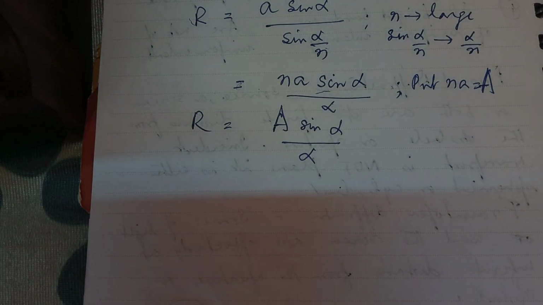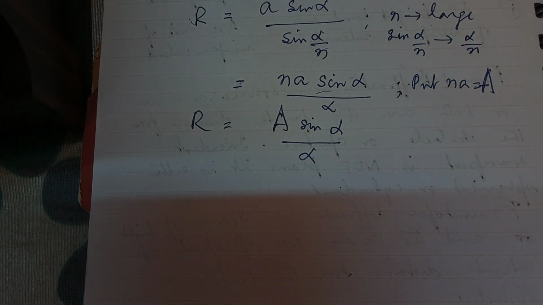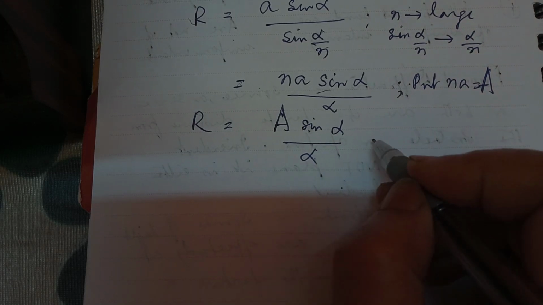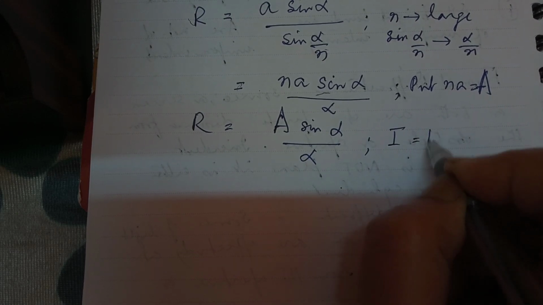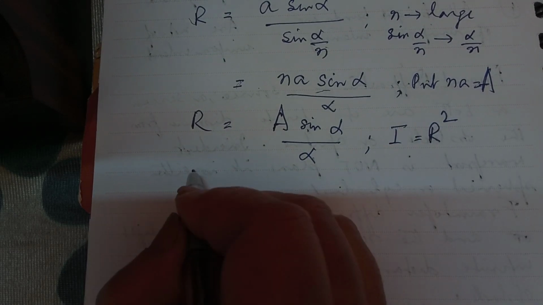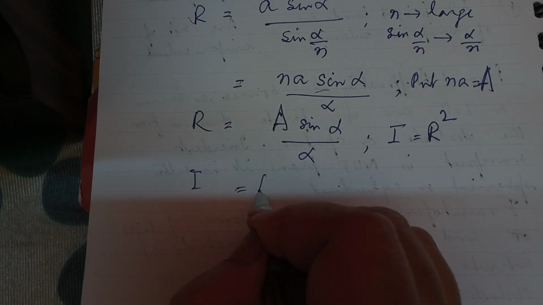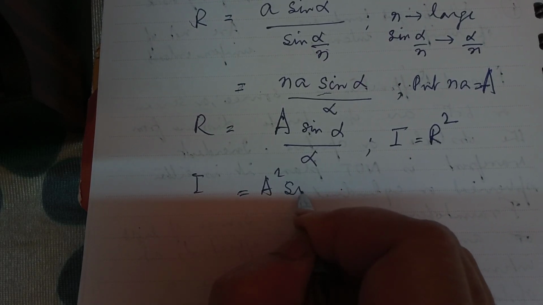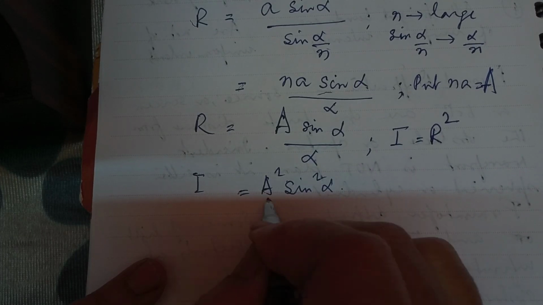This is a very important derivation that we had obtained for single slit. For the resultant R, the intensity is the square of R. I is equal to R square, so I is equal to A square sine square alpha by alpha square.